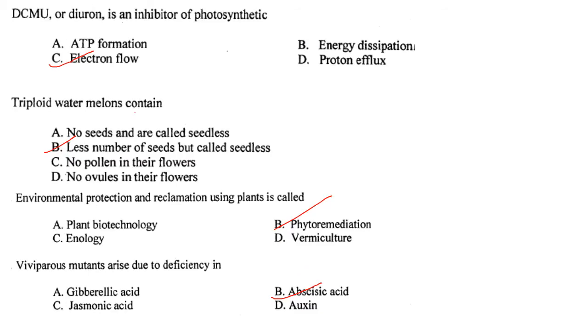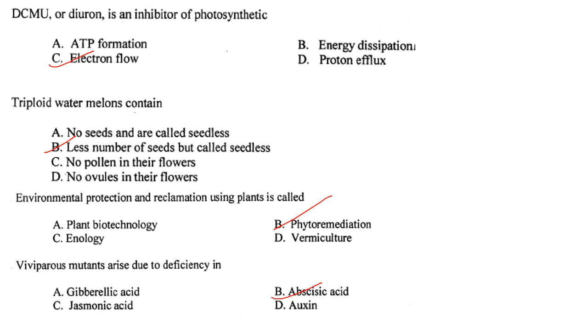Then DCMU or diuron is an inhibitor of photosynthetic electron flow. DCMU blocks electron transfer between the first quinone electron acceptor and the second quinone electron acceptor on the reducing side of photosystem 2. And what does this lead to? This interrupts the photosynthetic electron transport chain in photosynthesis and thus reduces generation of oxygen from splitting of water molecules via photosystem 2. So DCMU or diuron is an inhibitor of photosynthetic electron flow.